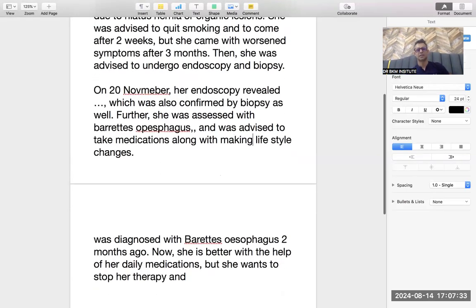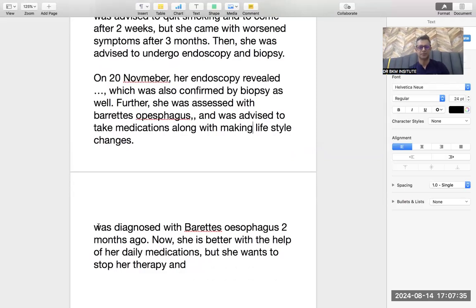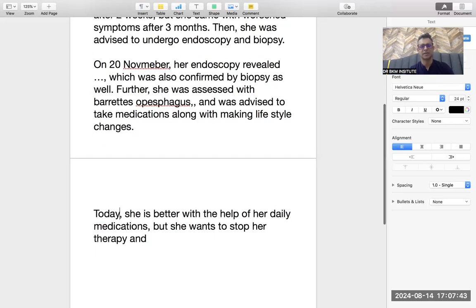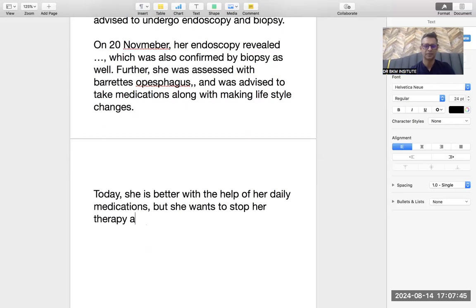Now this is better. So today, or you can start with now even, because this is the last visit. Today, she is better. She is better with the help of therapy, but she wants to stop her therapy. And hence, your expertise is highly required. Now, if you see, total time I have taken is maybe 20 minutes only, and my letter is all done.